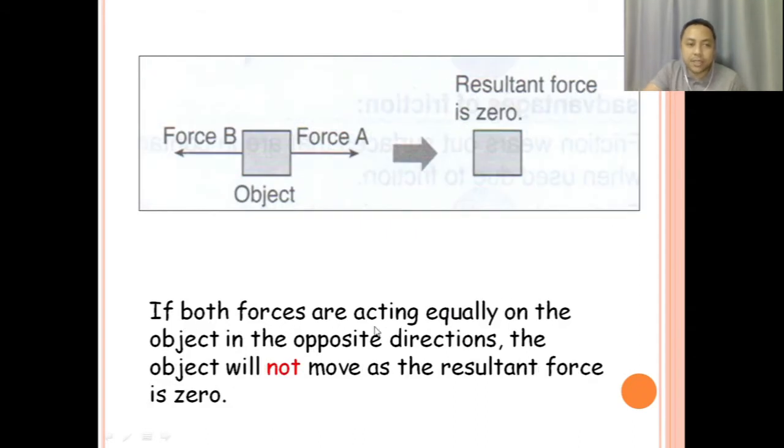If both forces are acting equally on the object in the opposite directions, the object will not move as the resultant force is 0. So, if force A and force B are coming from the opposite direction and they have the same force, the resultant force will be 0.